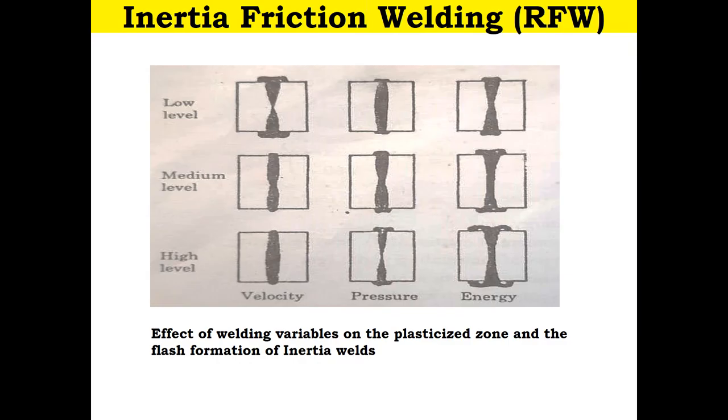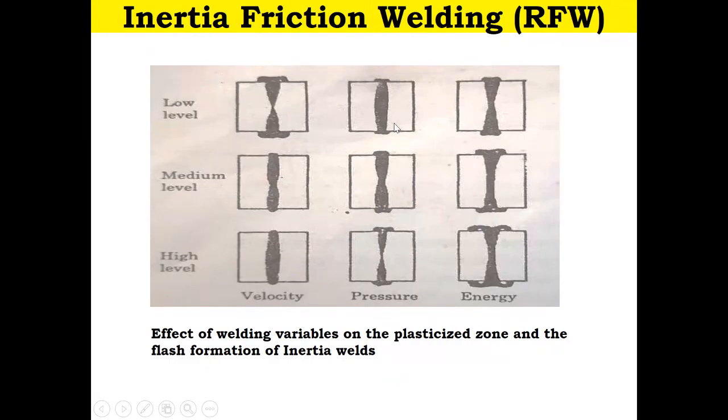When you are changing the material and the process parameter, we can have different micrographs like this. This is the effect of welding variables on the process-affected zone and the flash formation of an inertia weld. When it is low, we can have this kind of process-affected zone at the interface.